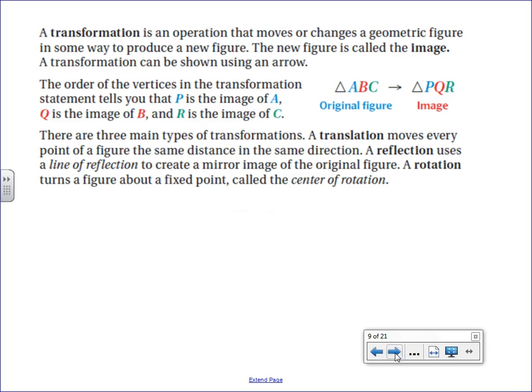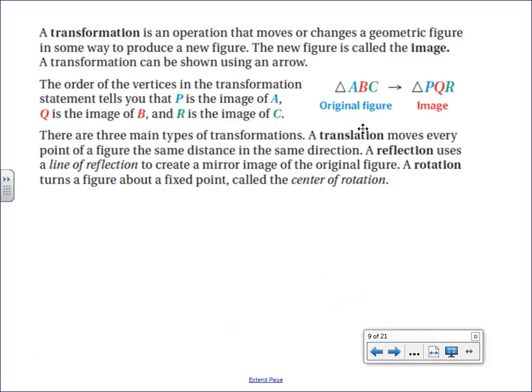So some more information on transformations and how we write them. As we talk about them, a transformation moves or changes the geometric figure. The new figure is called the image. And the way that we write that in geometry is you have the original figure first, then an arrow, and then the image. The order of the letters is important. The A in triangle ABC matches up with the P in triangle PQR, which means those angles are congruent. Angle B and angle Q are congruent. Angle C and angle R are congruent. Same way that segment AB is the same length as segment PQ.